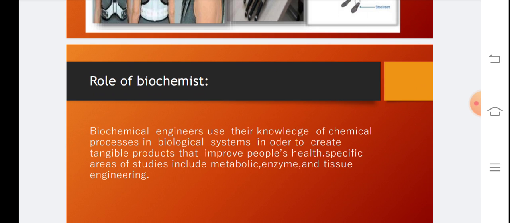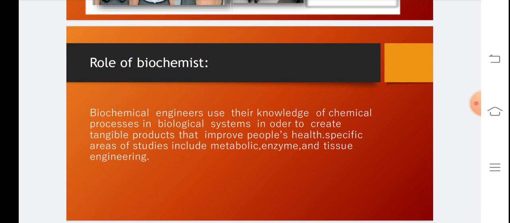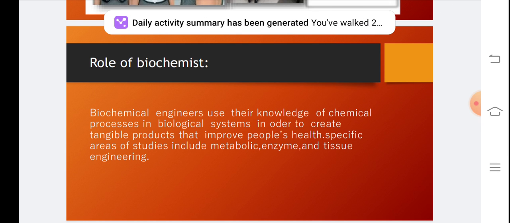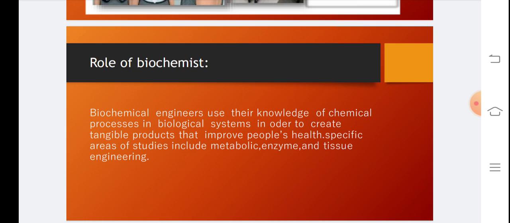The role of the biochemist: basically, a biomedical engineer uses their knowledge of chemical processing in biological systems in order to create tangible products that improve people's health. Specific areas of study include metabolic enzyme and tissue engineering. In future, many disciplines will combine to make a new or creative thing for disabled persons. At the end of the discussion, rehabilitation engineering basically works to help disabled and abnormal persons to come to walk and work with normal persons.